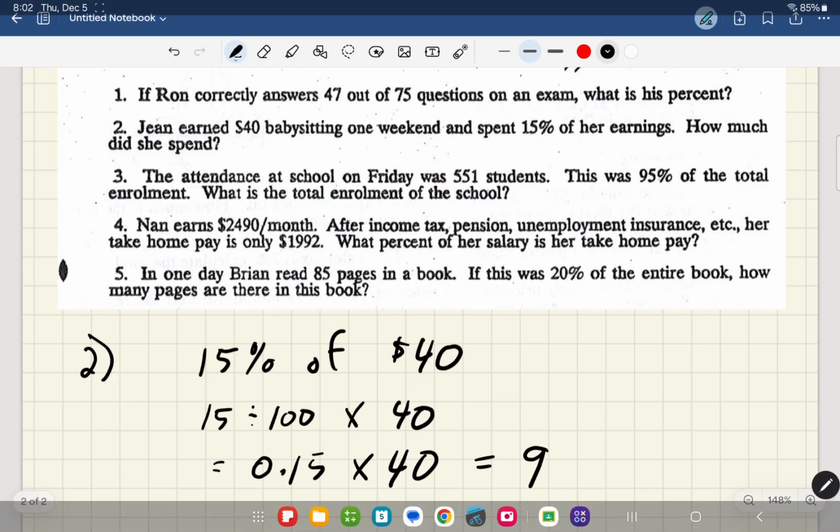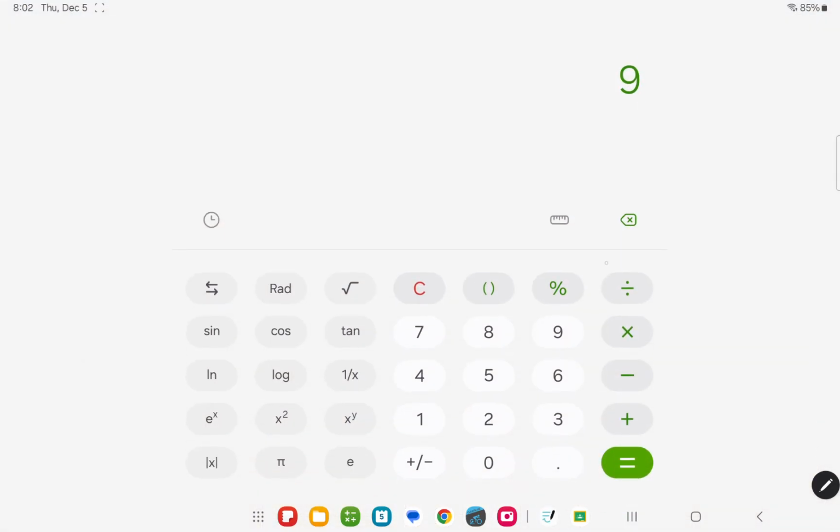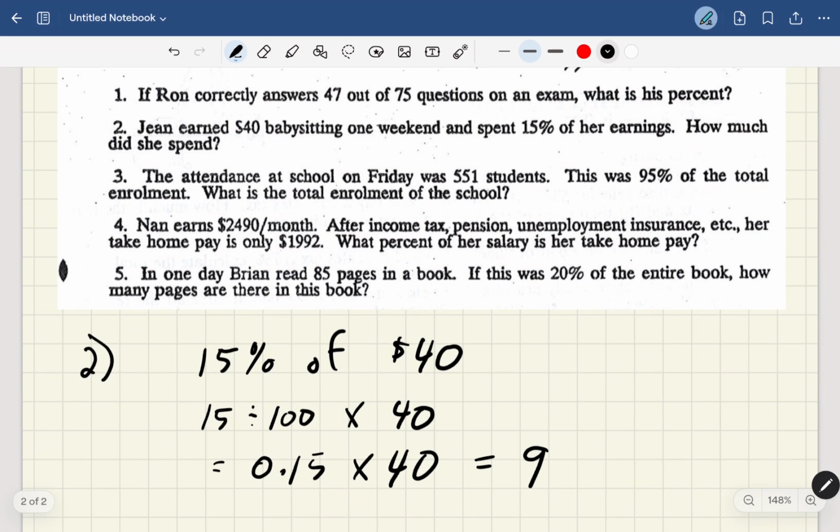Wait a minute, did I make a mistake? 0.15 times 40. That was 6. I made a mistake. So it's not 9, it's 6. See, I made that mistake on purpose just to show you that sometimes we make a mistake and we find our mistake. So that was the answer, $6.